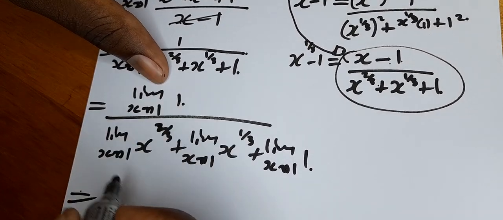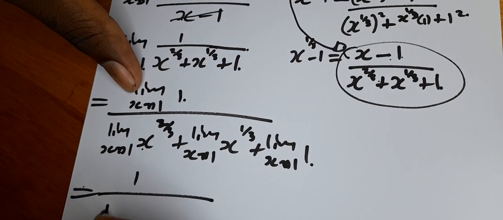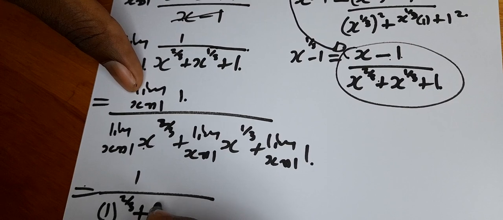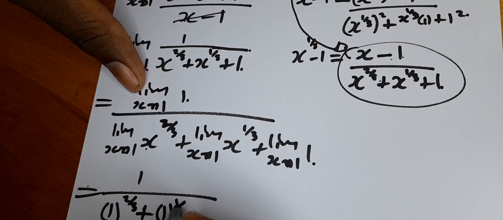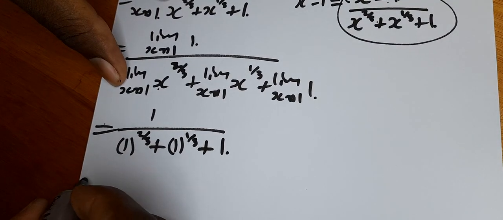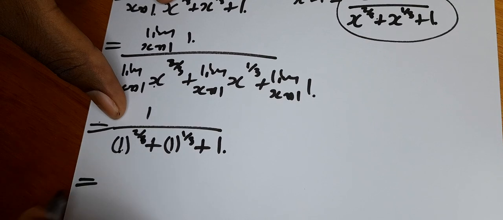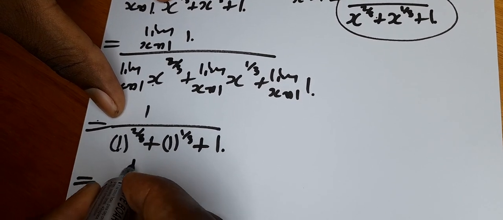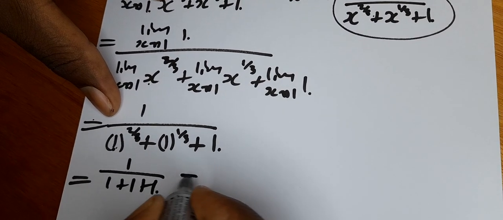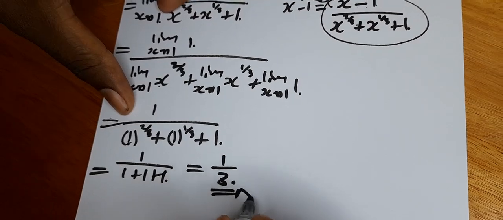Since this one is a constant, we are going to get 1. And then all over, we substitute our 1 to the 2 over 3, plus 1 to the 1 over 3, plus 1. So we said 1 to the power of any number is equal to 1. That means here we are going to have 1 over 1 plus 1 plus 1, which is equal to 1 over 3. Then this is our answer.